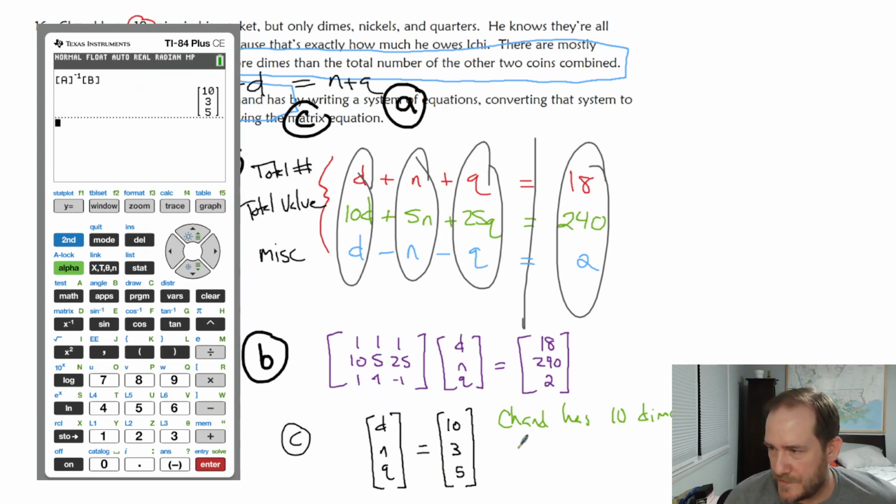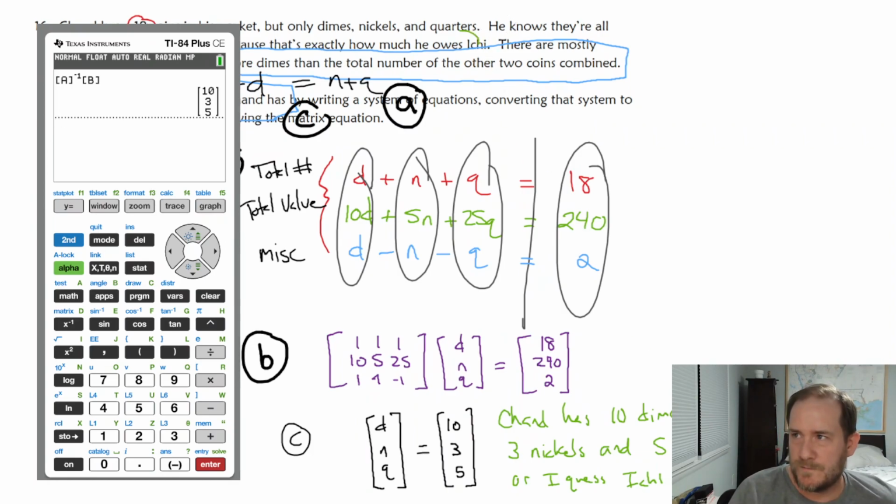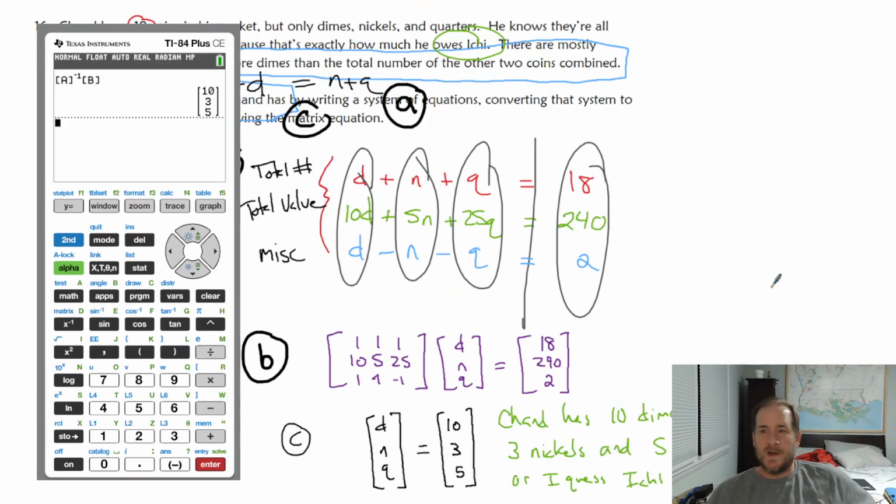Just, obviously make a sentence out of it. Chand has 10 dimes, 3 nickels, and 5 quarters. Or, I guess, Ichi does really. Ha ha ha, get it? Because remember he owed Ichi. Get it? Okay. Anyway, I don't care, moving on.